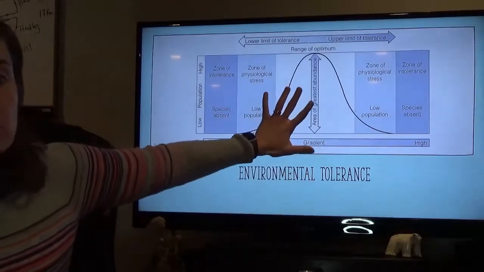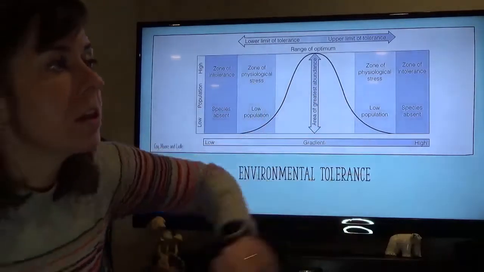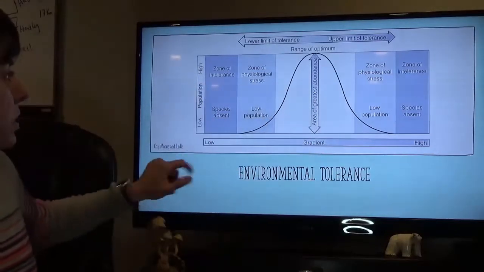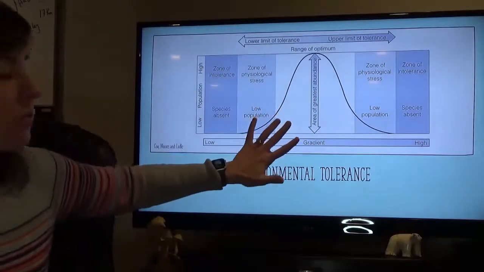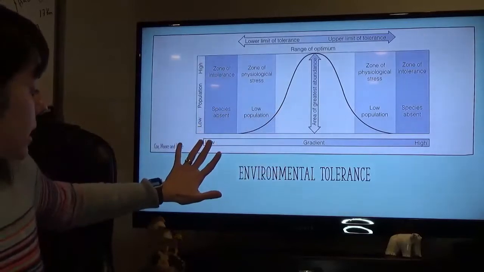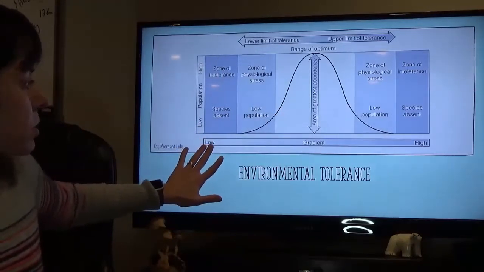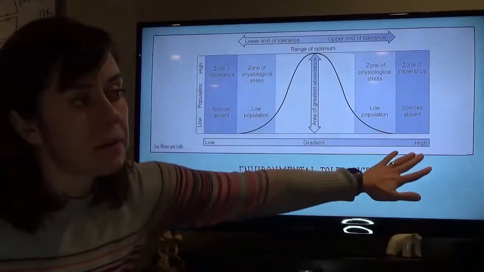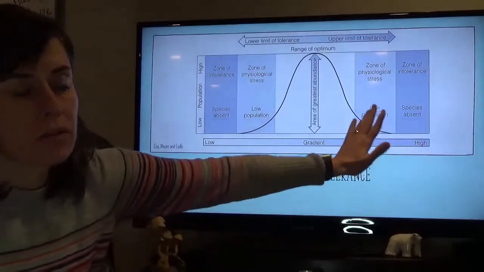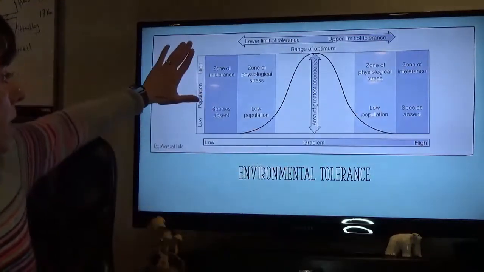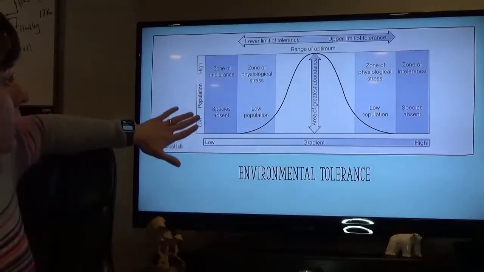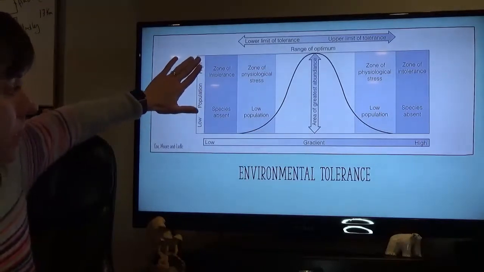This is very similar to a graph that is in your text. This is taken from a different text and just shows a little bit more information. But what we are looking at is gradients of low resource availability to gradients of high resource availability. This could be water, light, nutrients, what have you. And on the y-axis, it's low population abundance to high population abundance.